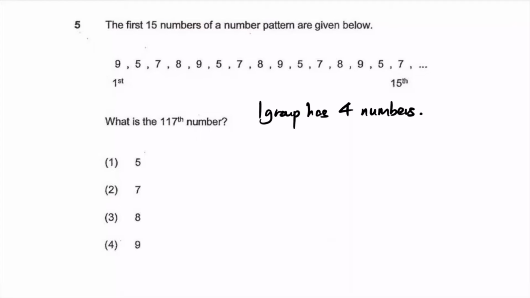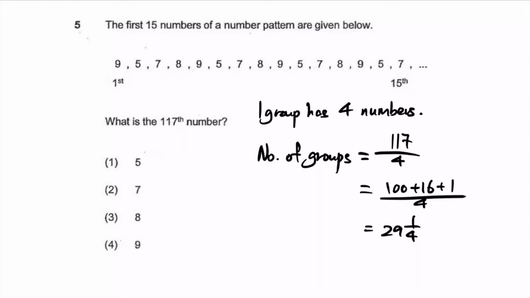So what is the 117th number? The question I ask myself now is, how many 4s are there in 117? And it turns out there are 29 groups of 4 and a remainder of 1. So the thing about this question is, when the remainder is 1, we actually choose the first number in the sequence, and in this case the first number is 9, therefore the answer is choice number 4.